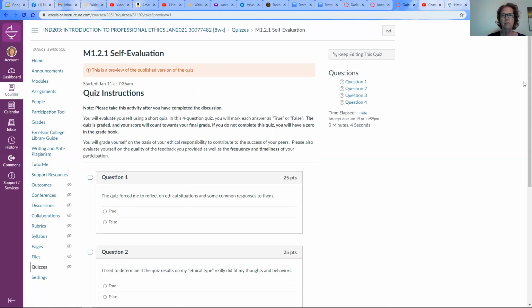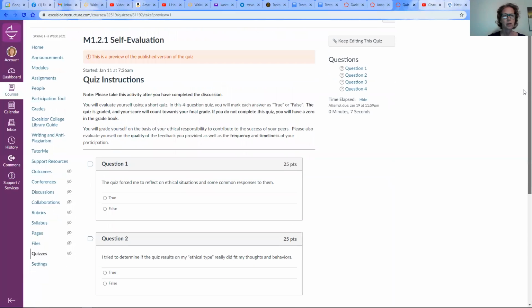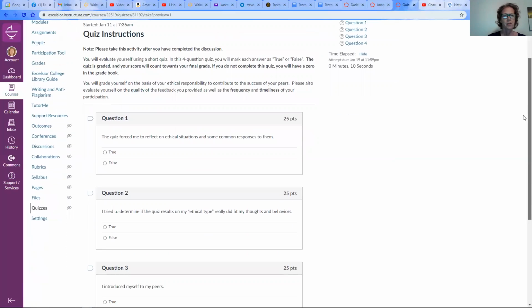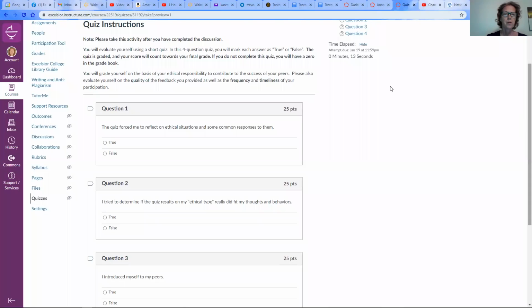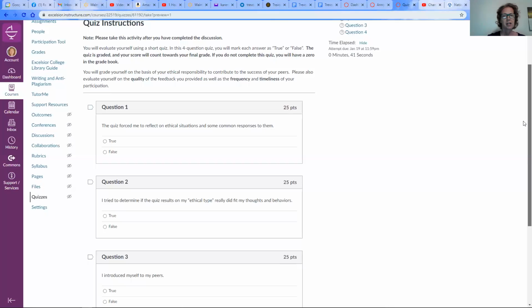As you can see, there are 4 questions in the self-evaluation. The first question deals with whether or not the quiz forced you to reflect on ethical situations and some common responses to them, and you would answer true or false here. Then question 2: I tried to determine if the quiz results on my ethical type really did fit my thoughts and behaviors. This is a very reflective question, as all of them are, and so you'll be doing a lot of self-assessing here.